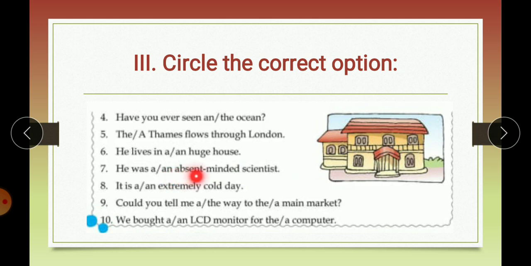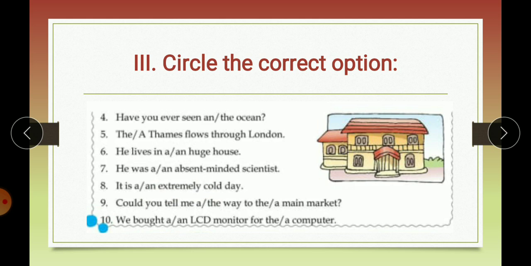Absent is starting with the letter A. It's a vowel and having a vowel sound. So it is an. Like the vowel sound A in apple. So here also it's a, so it's an absent-minded scientist. Eighth one: it is a extremely cold day or it is an extremely cold day. Obviously an, because extremely starts with vowel E having a vowel sound.